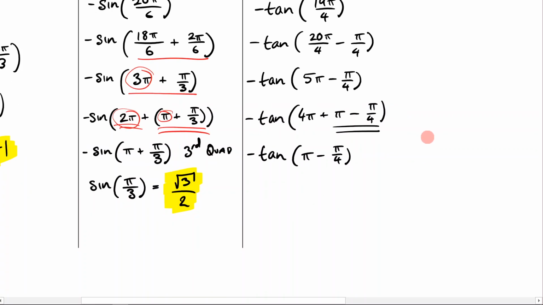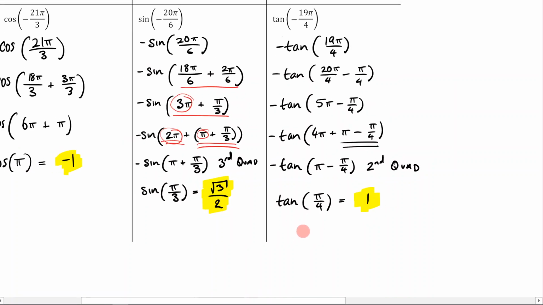That is going to take me to my second quad. My second quad, tan is negative. It's already negative, so it's going to become positive. So it's just going to be positive tan pi on 4. And that's just going to be 1. If you're not sure how to get that exact value, use your special triangle. But that's how we would approach it.